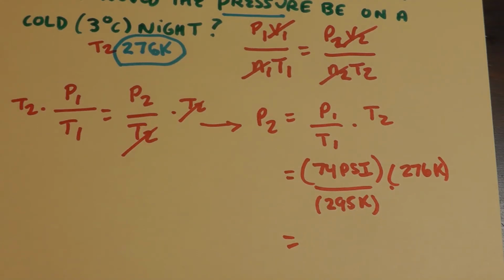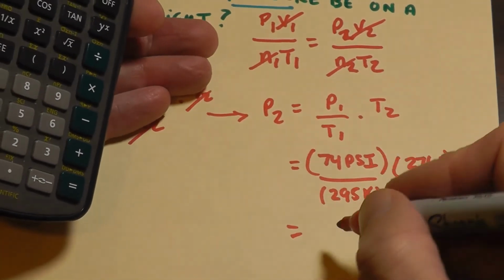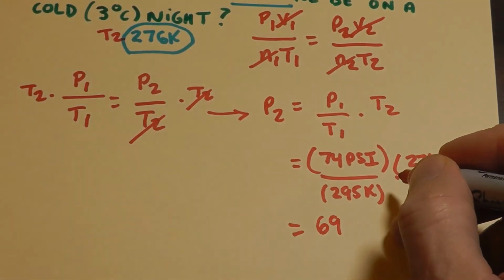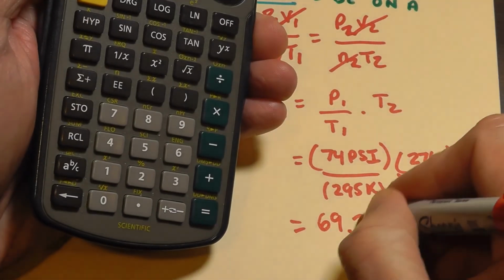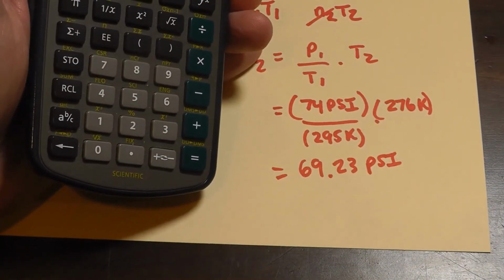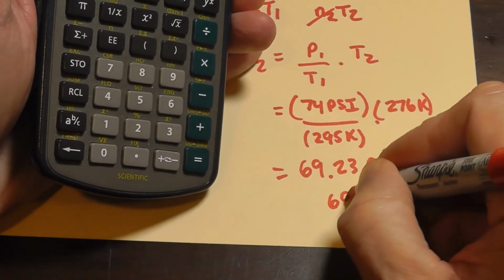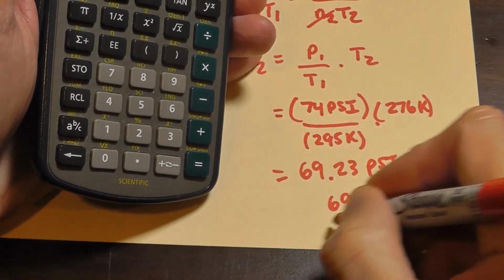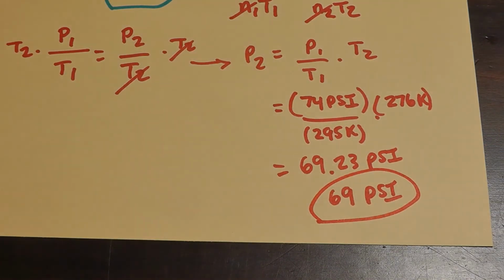And when you convert things to Kelvin, you find out that even though the temperature change seems like a lot to us, it isn't on a big scale. And so this will be 69.23 psi, but everything in pressure was in two significant figures, so say 69 psi. So it went down a little bit.